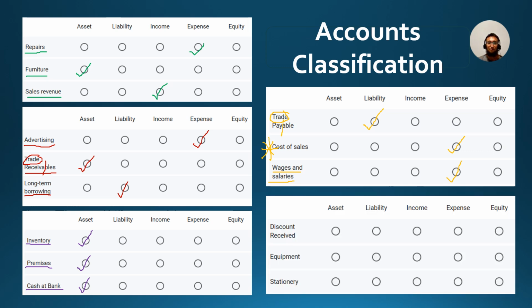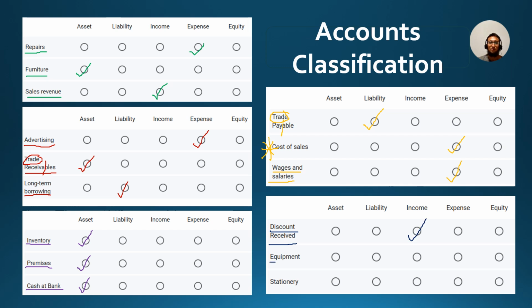Final three accounts for us to consider. Discount received is something that you will learn probably later on in the syllabus. It is a form of earning to the business because they have decided to pay the supplier earlier, so the business has a form of income in that sense.